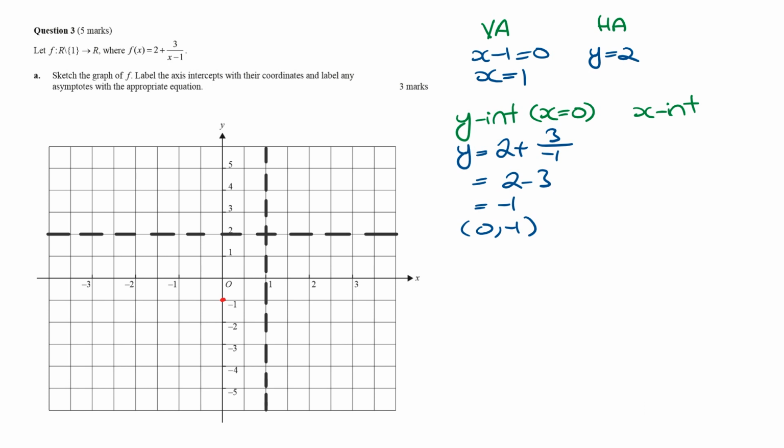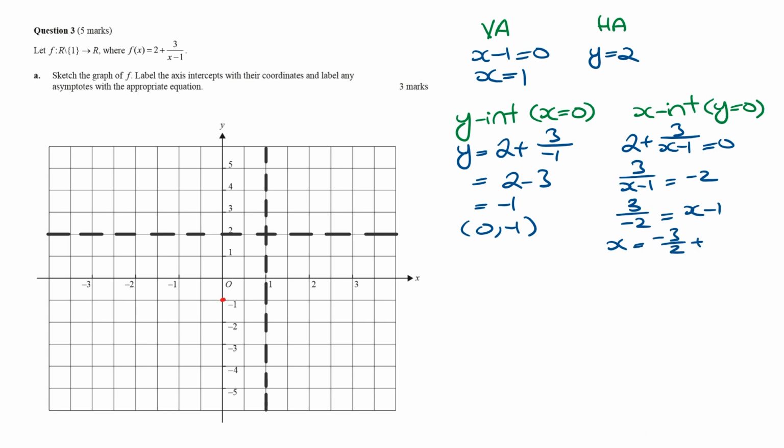For the x-intercept, we let y is equal to 0. And so this is going to be 2 plus 3 on x minus 1 is equal to 0. And now we solve for x. So 3 on x minus 1 is going to be minus 2. 3 on minus 2 is going to be x minus 1. And solving for x is going to be minus 3 on 2 plus 1, which is equal to minus a half. And so the coordinates of the x-intercept is going to be minus a half, 0.